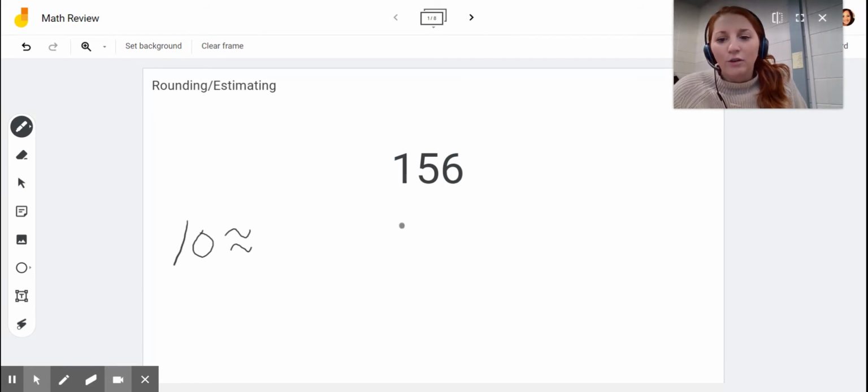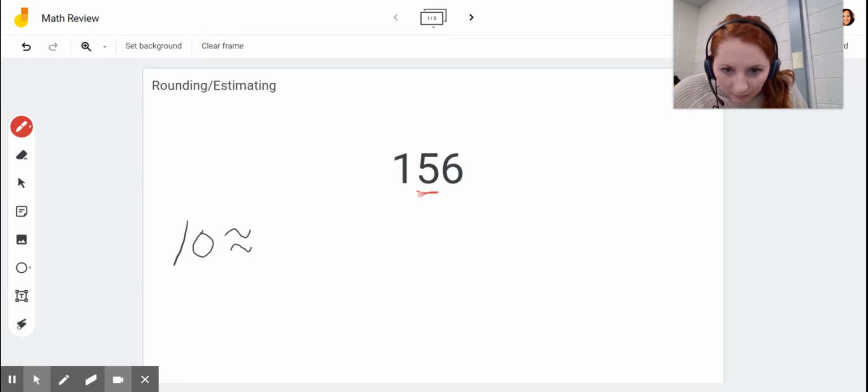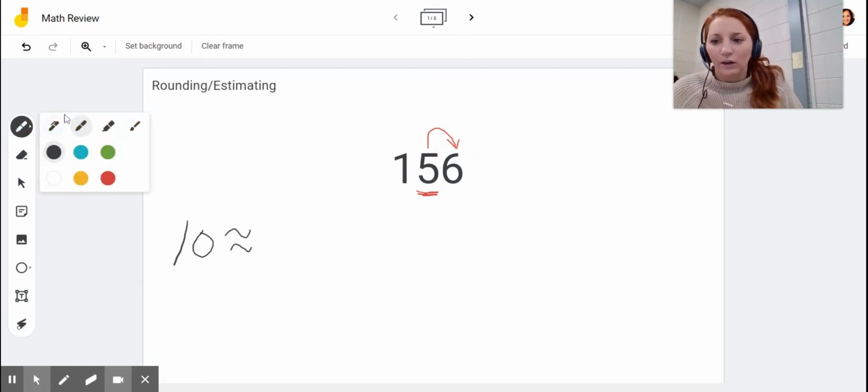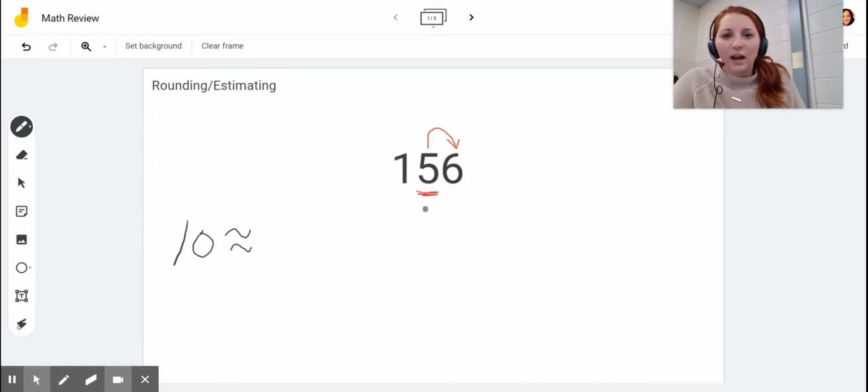Okay, so first I need to underline my tens place. Remember, we're in ones, tens, hundreds. I'm going to underline my number in the tens, draw an arrow to my number in the ones. Now, my number in the ones tells me whether I have to stay where I'm at or I get to bump on up. 4 or less, let it rest. 5 or more, raise the score. So we're looking at the number 6 right here. Is that 4 or less, let it rest, or 5 or more, raise the score? You are right. It is 5 or more, raise the score.